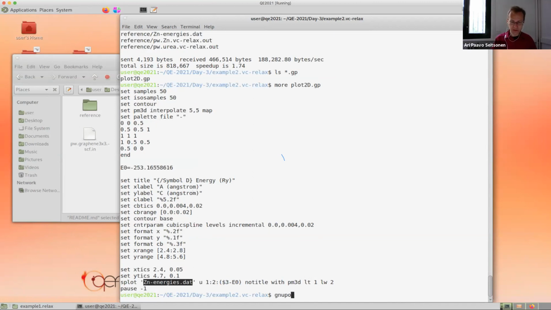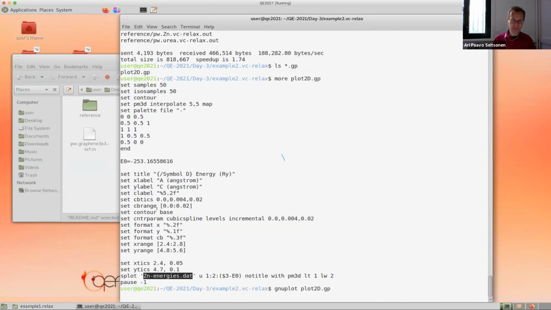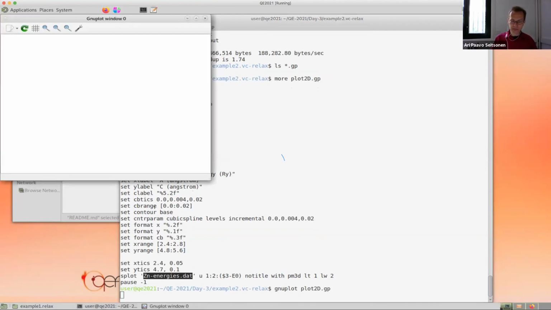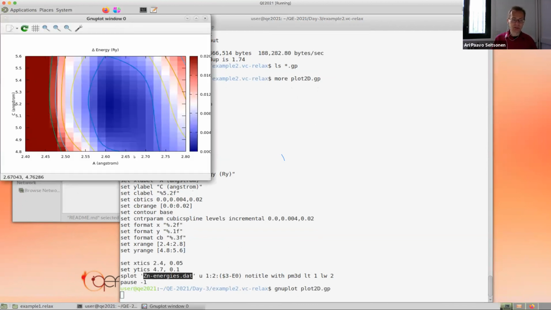So you can just take gnuplot. There are lots of these options. We are not going to go through them, but this will show you this 2-dimensional potential surface. So you see, you have this A value of the lattice constant. This was the lateral lattice constant in the hexagonal cell, and on the other axis you have the C.